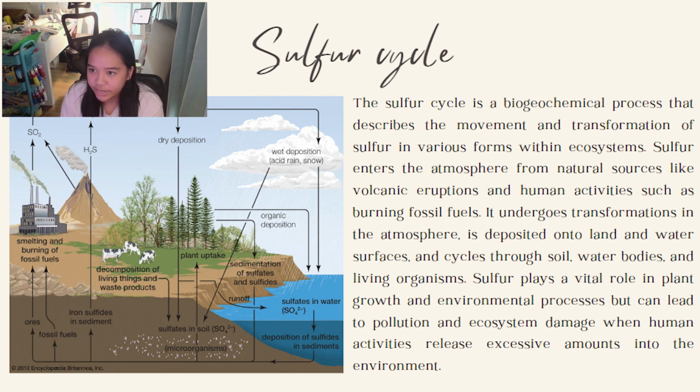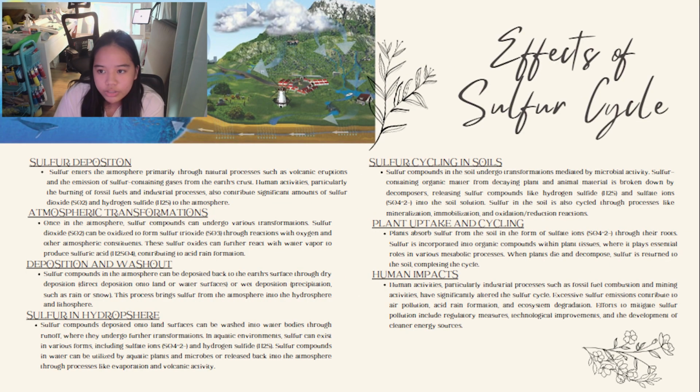In the intricate web of life, where every element plays a vital role, the sulfur cycle stands as a crucial thread weaving through ecosystems. Sulfur, a fundamental component of nature, enters the atmosphere through natural phenomena such as volcanic eruptions and human activities like industrial processes and the burning of fossil fuels. Once in the atmosphere, sulfur compounds undergo transformations, leading to the formation of sulfuric acid and contributing to the phenomenon known as acid rain. Through deposition and washout, sulfur compounds return to Earth's surface, contaminating water bodies and soil.